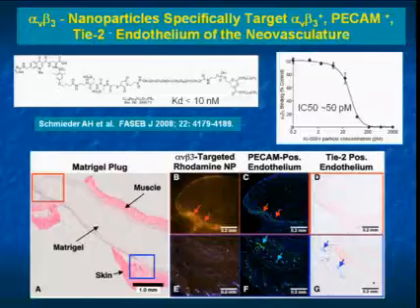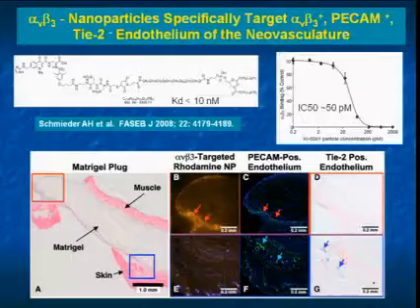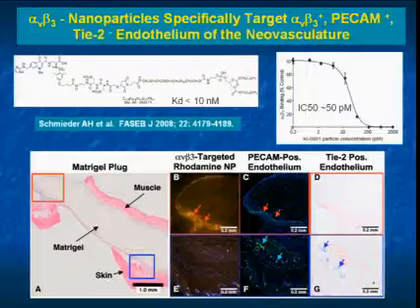And this particular mimetic is very specific for alpha V beta 3, actually in the activated form, 20-to-1. So it doesn't really bind alpha V beta 5, it doesn't bind alpha IIb beta 3 or any of the other platelets. And by itself it has a binding of around less than 10 nanomolar.